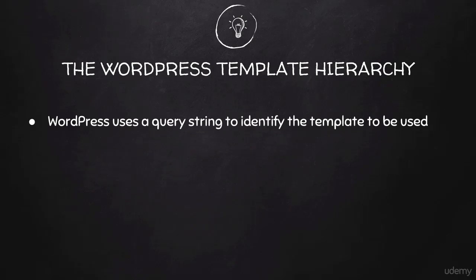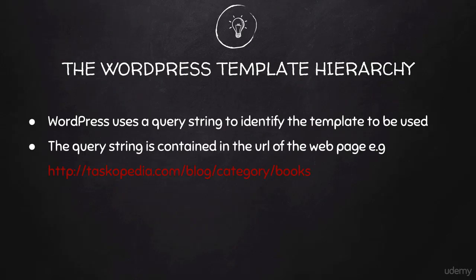Let's move on. WordPress uses a query string to identify the template that is used. What is this query string? Well, the query string is information that is contained in the URL of the web page. And over there we have an example, taskopedia.com/blog/category/books. Merely looking at that URL, WordPress already knows that this link, this URL, is pointing to a category with the name of books. And it knows that because it has inspected the URL and it says category right there.